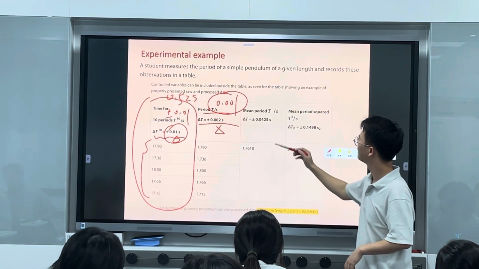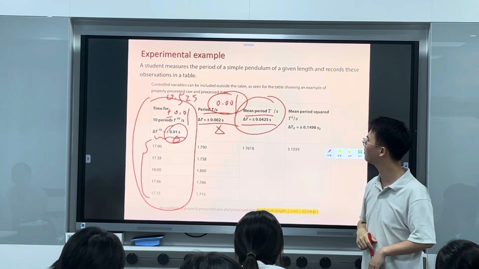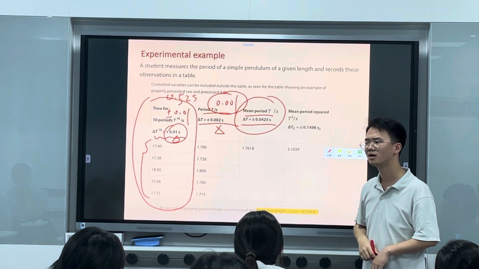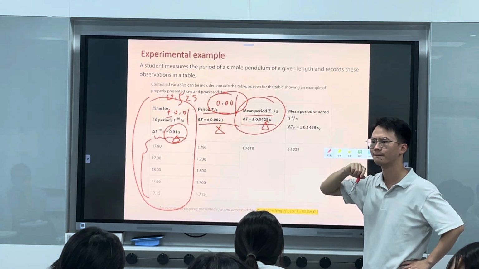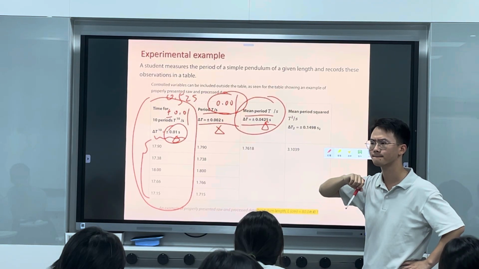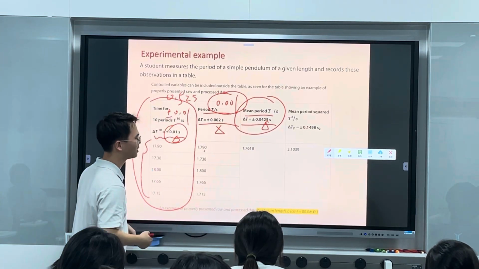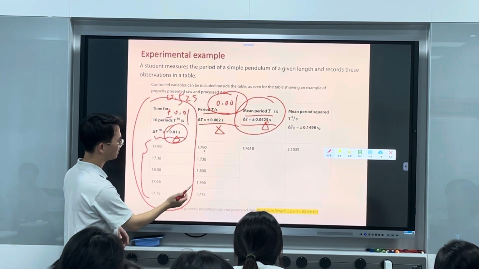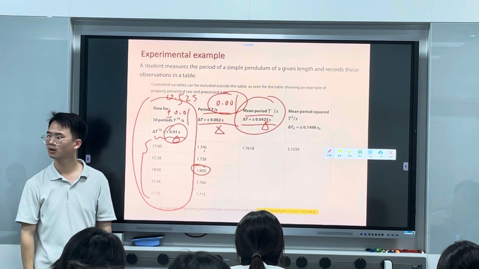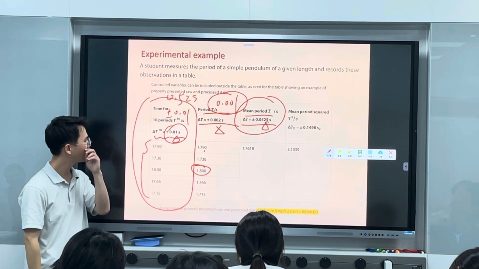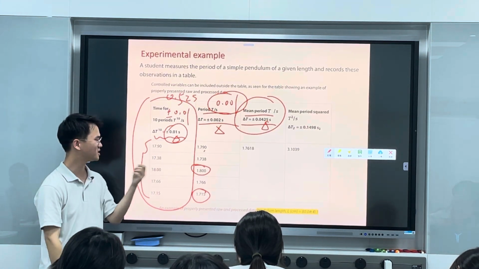Okay. Then, how do we get this mean period uncertainty of plus minus 0.0425? What's the technique to get this one here? Find the greatest and smallest value. Okay, so what's the greatest value here? 1.790? Or 1.800? What's the smallest number here? 1.75. Okay, what's the difference between them?